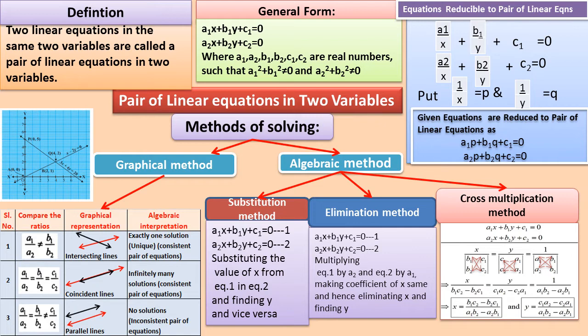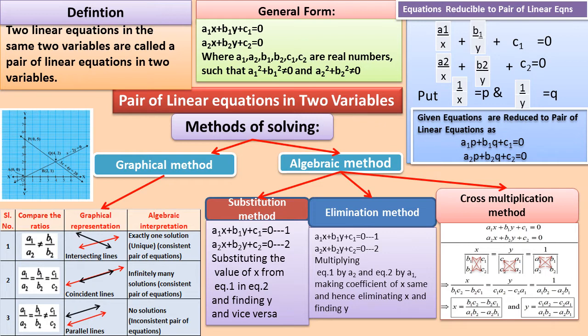The general form of this pair of linear equations is a1x plus b1y plus c1 equal to 0 as one equation, and a2x plus b2y plus c2 equal to 0 as another equation. So these two form the pair of linear equations in two variables, because we have two variables x and y, where a1, a2, b1, b2, c1, c2 are real numbers.